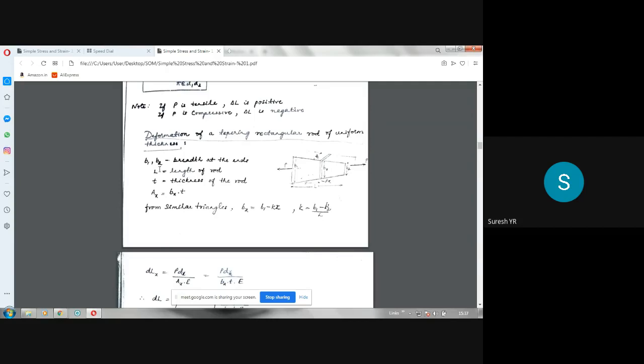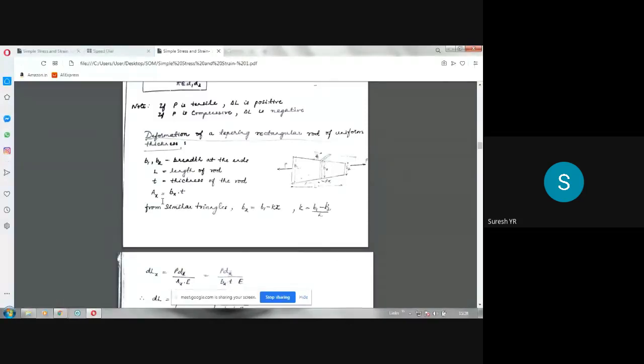Now I have written here B1, B2. They are the widths or breadths at the two ends. Length of the rod is L. Thickness of the rod is T, constant. Then the area here is B1 into T. Area here is B2 into T. This force P is acting over this area. Here the area will be Bx into T, so B suffix x into T. That is your Ax here.